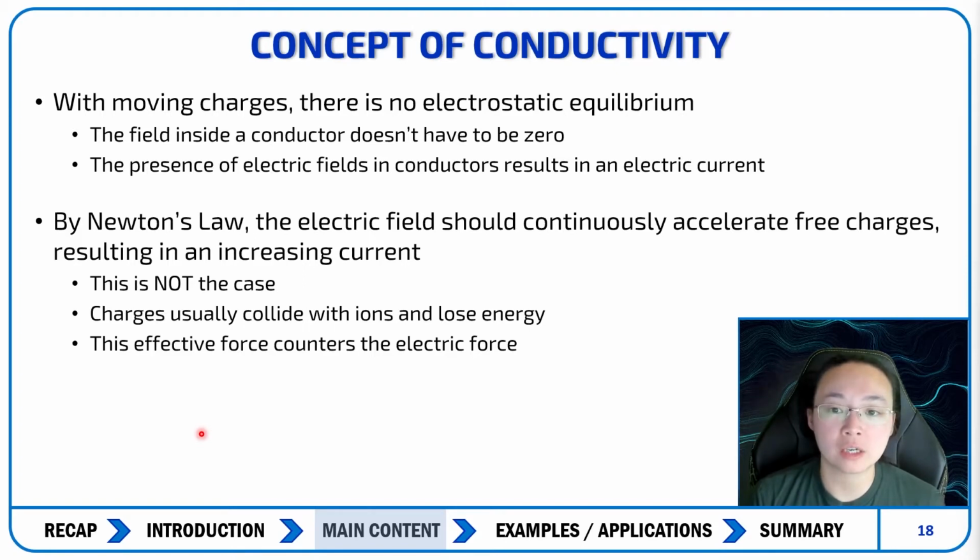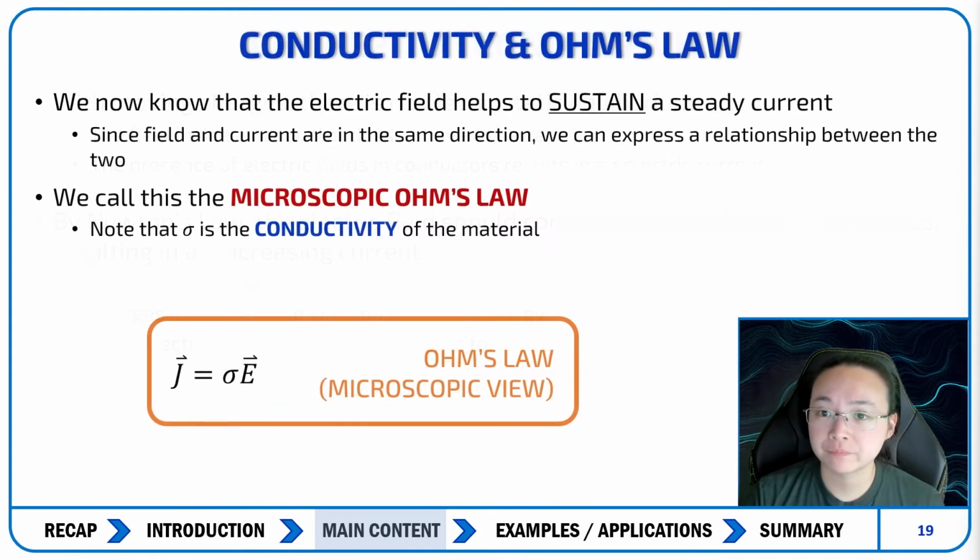There will be no increase in current due to the generated electric field, because the charges are going to usually collide with each other and different ions and lose energy to prevent that from happening. So back to conductivity, we know that the electric field helps to sustain a steady current. And because field and current are in the same direction, we can now have a direct expression to relate the two of these quantities. We call this the microscopic Ohm's law, where J is equal to some sort of proportionality constant times E. They're in the same direction, so there's no negative sign.